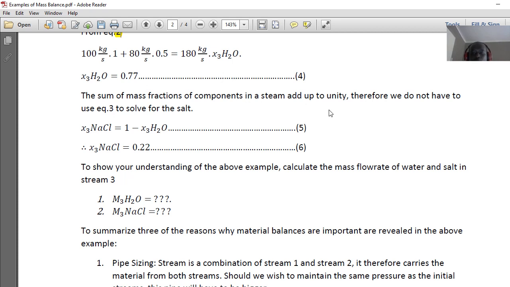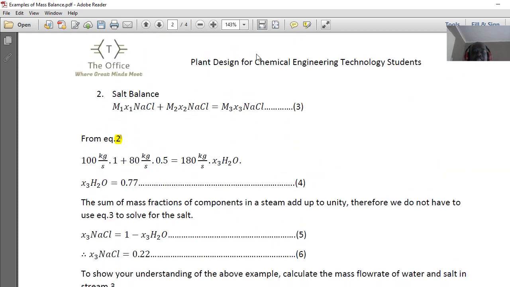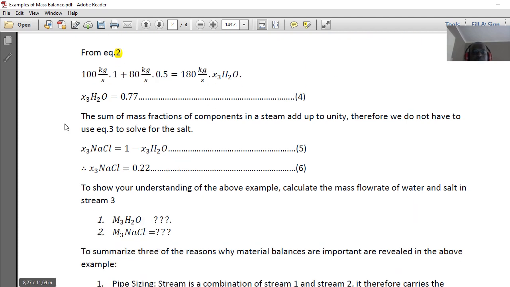Next, the sum of mass fractions of components in a stream add up to unity. Therefore, we do not have to use equation 3. You can use equation 3. So in order to calculate the composition of salt in stream 3, you'd go through the same process. You substitute the values which you have now. For example, here you've got M1, you've got X1, you've got M2, you've got X2, and you've got M3. You will be able to calculate X3 NaCl. All right? But then you can simply do the composition of salt in stream 3 will be 1 minus the composition of water in stream 3, which is 0.22.